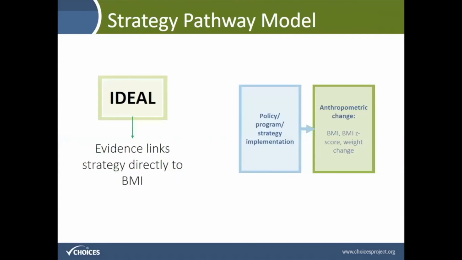Ideally, we look for evidence that links a strategy directly to BMI. That's our best case scenario, where we don't have to worry about what's going on in those interim pathways. We just want to see, okay, we implemented this policy or this program in childcare or in after-school programs, and this was what we saw happen to children's BMI from before to after the intervention was implemented, for the intervention versus the control group. Ideally, that's what we're going to see.